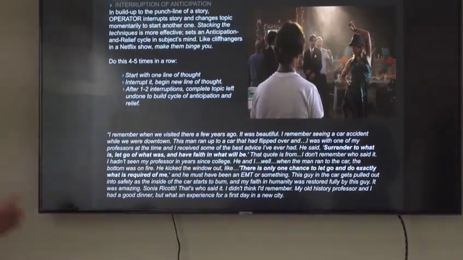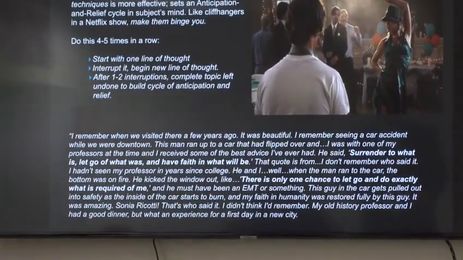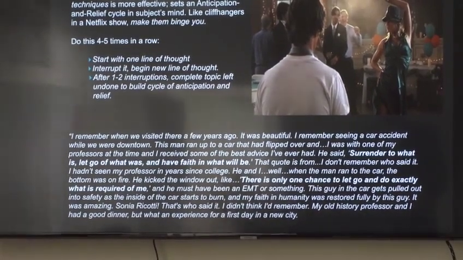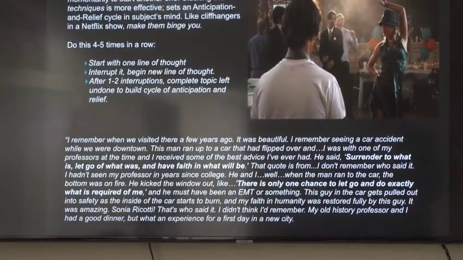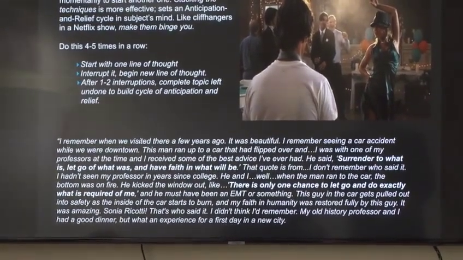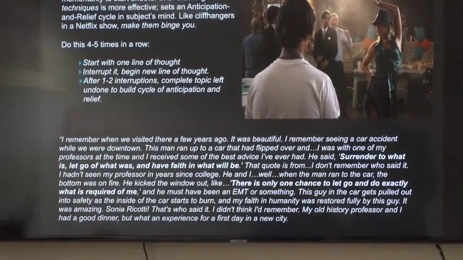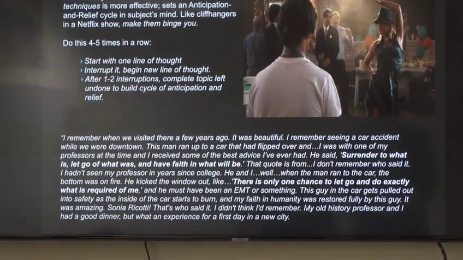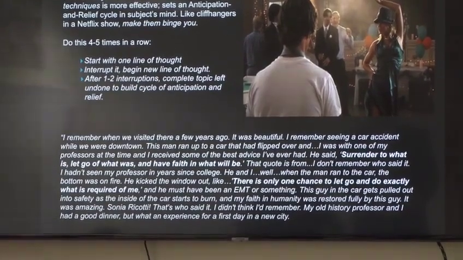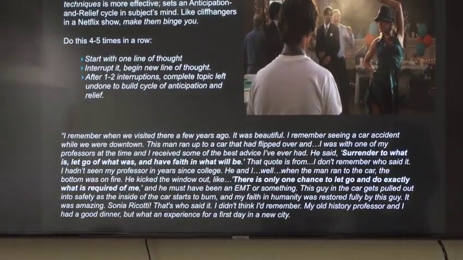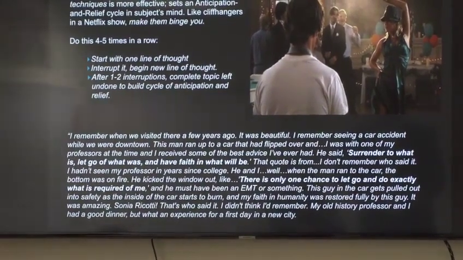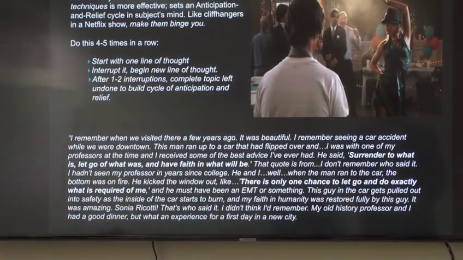Oh, yeah, it goes, there's only one chance to let go and do exactly what's required of me. He must have been an EMT or something. This guy in the car gets pulled out into safety as the inside of the car starts to burn, and my faith in humanity was restored fully by this. Oh, Sonia Ricotti, that's who said it. I didn't think I'd remember. My old history professor and I had a good dinner, but what an experience for a first day in a new city. See what I did?